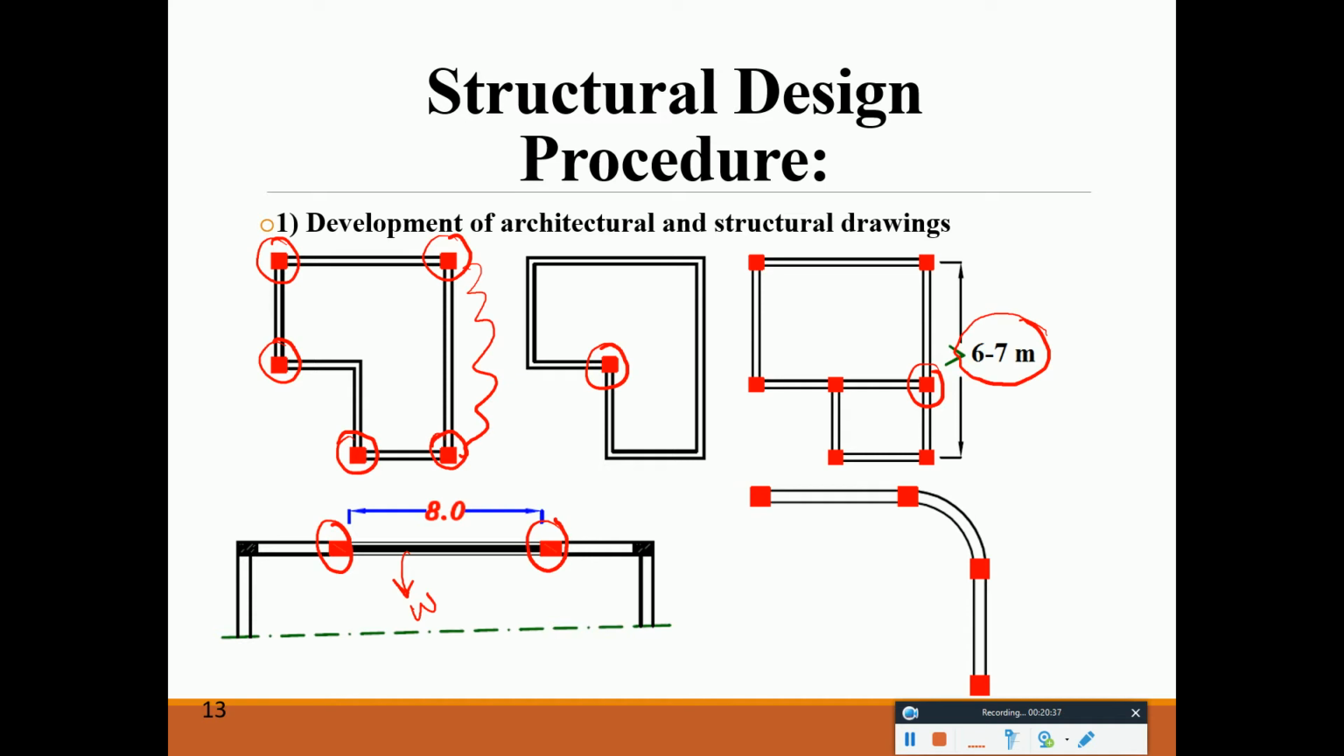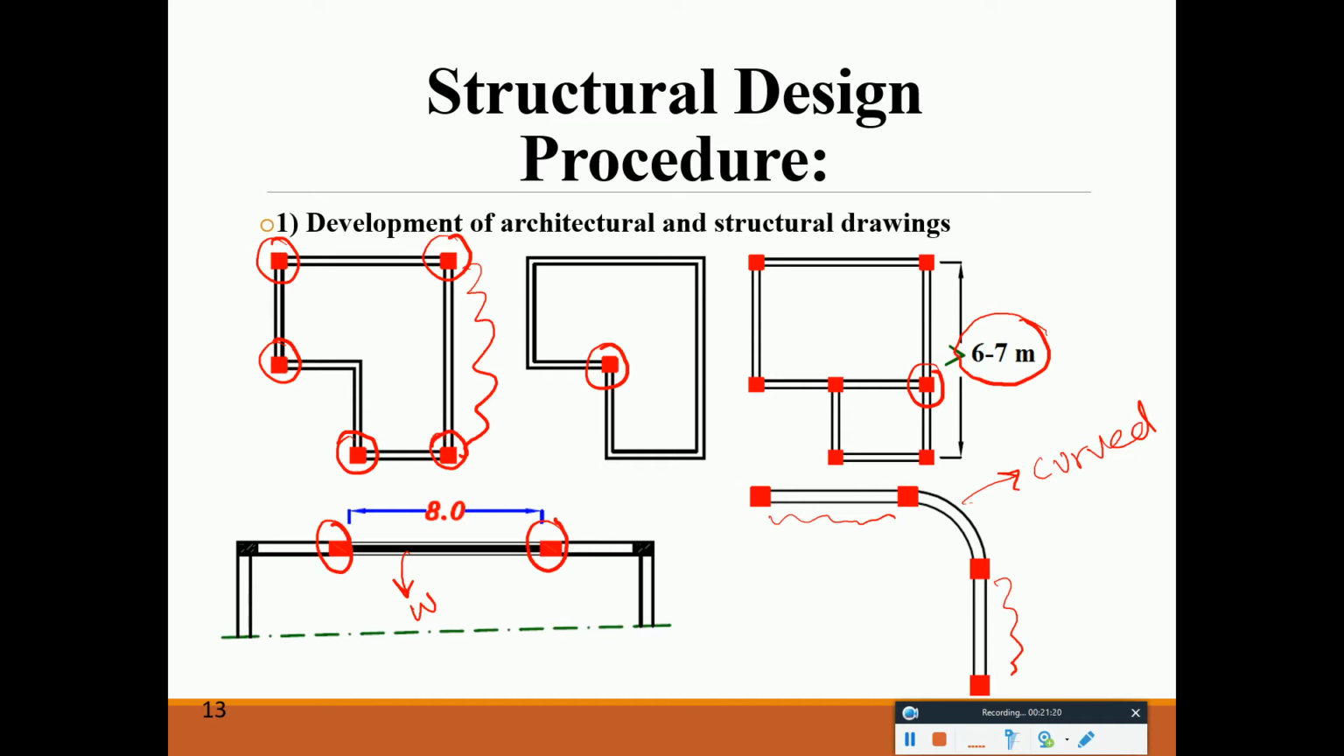Now, another thing to be taken into account for the positioning of the columns. This 6 to 7 meter is fine when you go for a straight element. But whenever we talk about a curved element, then this 6-7 meter is too much to go for. Normally there is no specific value for a curve, but you can go for almost half of whatever is available for the straight, or even 1/3 of it, just to be safe.